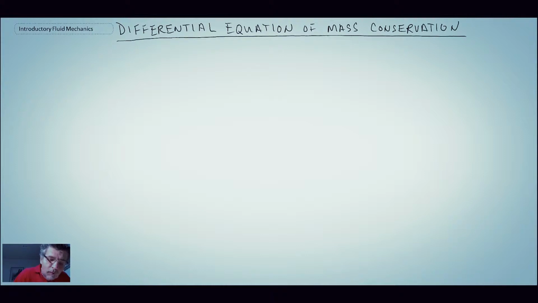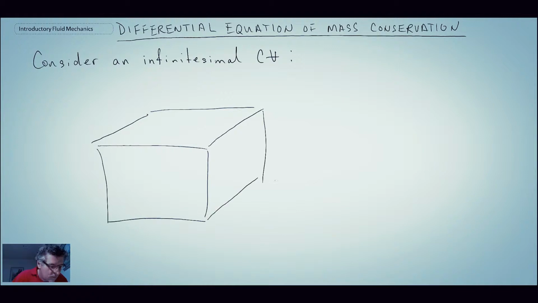We're now going to derive the differential equation of mass conservation, also known as the continuity equation. And what we're going to do is begin by considering a little tiny infinitesimal control volume. Okay, so there is our control volume.